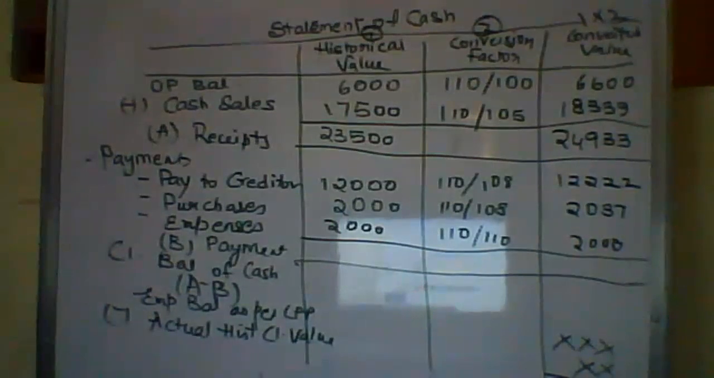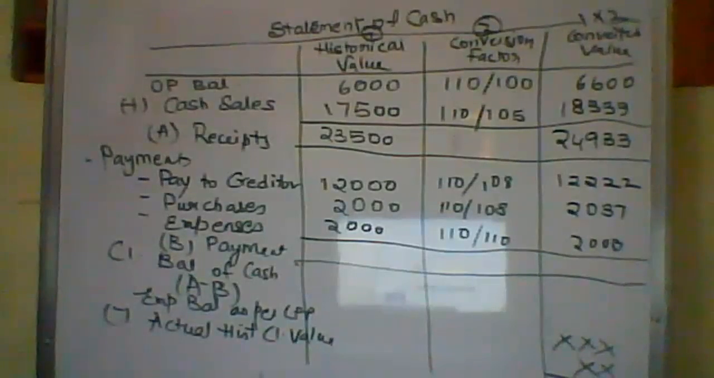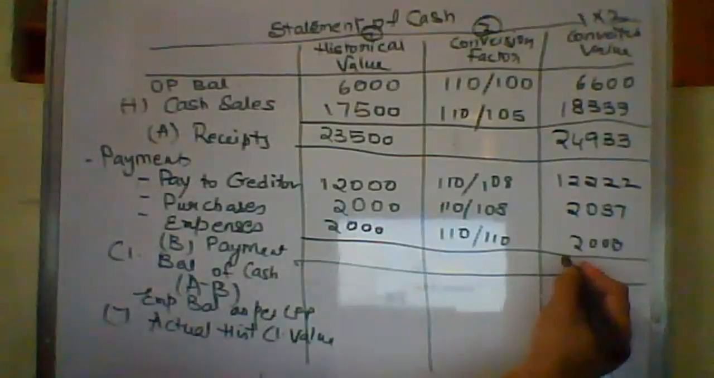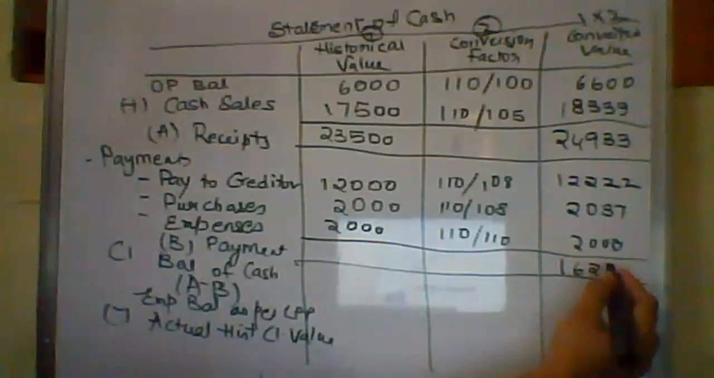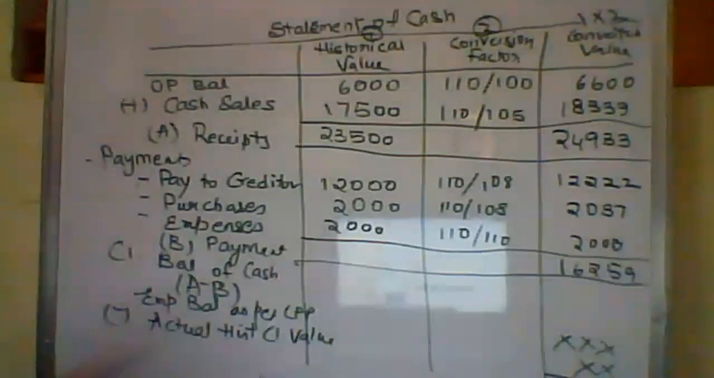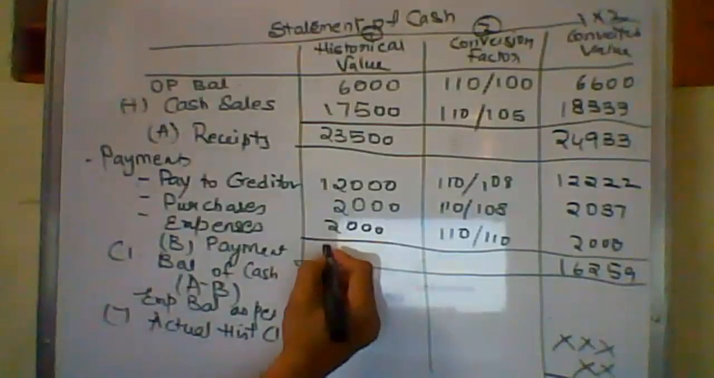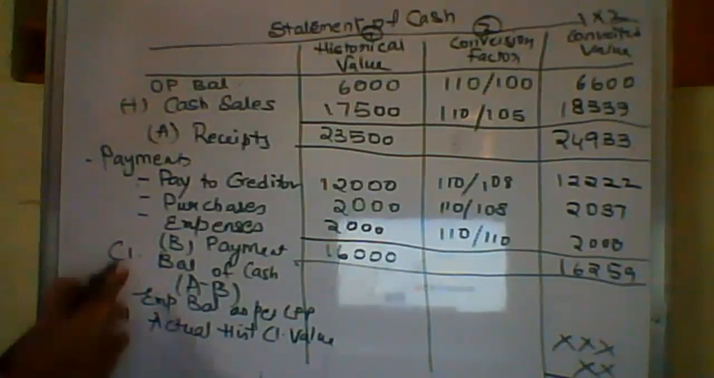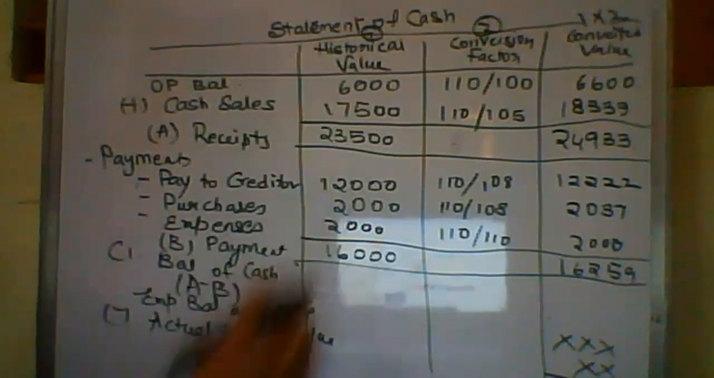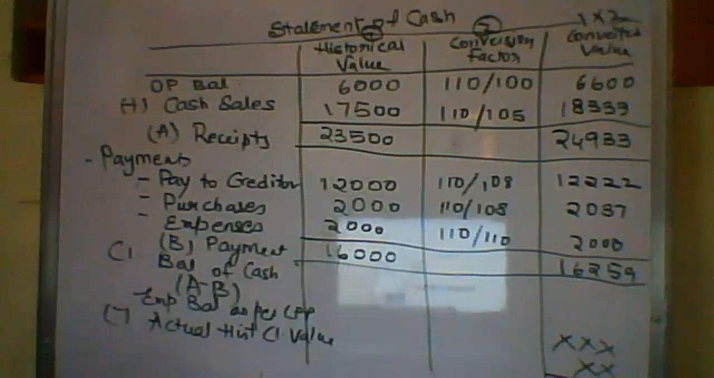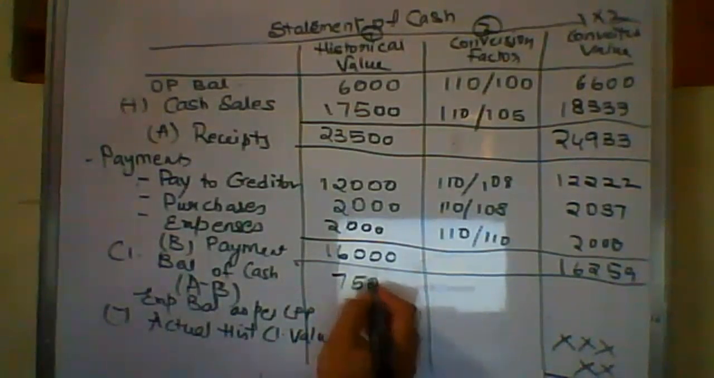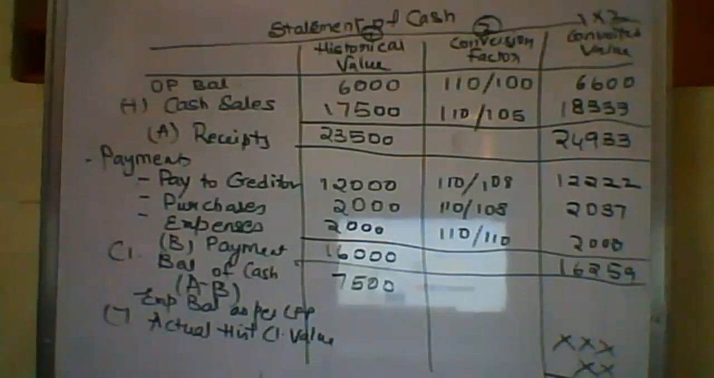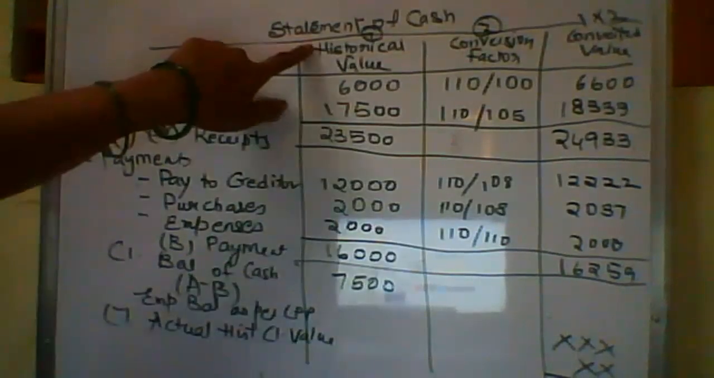Now you are adding up all the payments which are there. When you add up all the payments, we get a total amount of 16,259. So here the payment is 16,000, and there you get a converted value for the payments of 16,259. Now closing balance of cash is A minus B. 23,500 minus 16,000 gives you 7,500, which is your closing balance according to historical value.